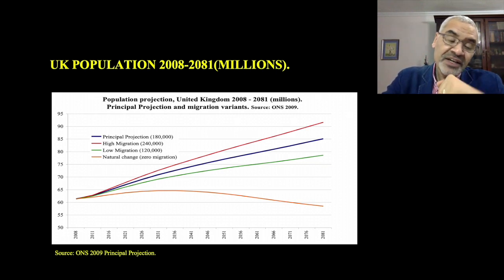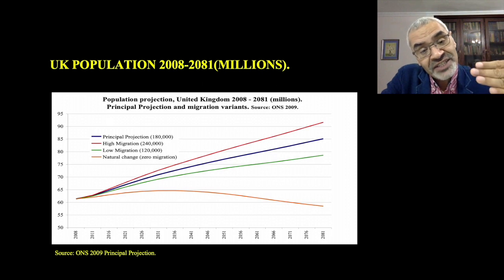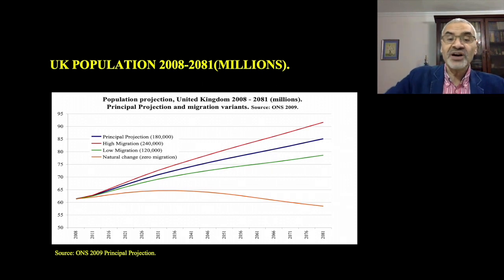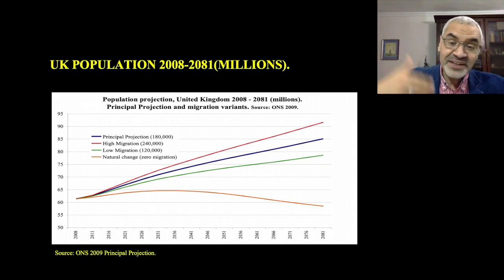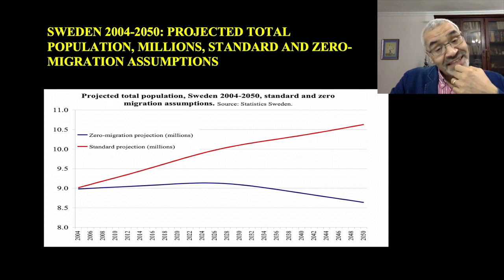by time. Though with the three other scenarios, the principal scenario and the low scenario and high scenario, we'll find that the population of England will increase from 60 million to more than 90 million in the high scenario, and with about 85 million in the principal scenario or the medium scenario, and to about 75 or more with respect to the low migration scenario. So migration is important for these countries, and without it, population will decrease.